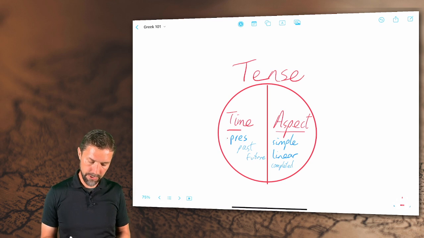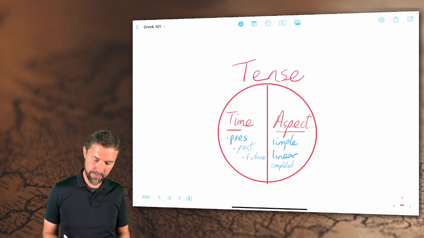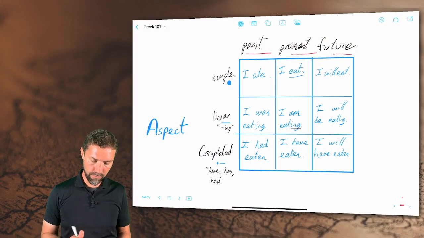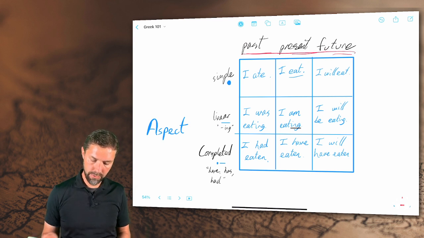Under time, it's natural enough that you could have past, present, or future. Under aspect, less obvious, but we did discuss this prior, simple, linear, or completed are the three different ways you could say something. And what that looks like, if I put that into actual words, we can compare them like this. The time over here, past, present, future across the top. Okay, and so that would look like I ate, I eat, I will eat, past, present, future.